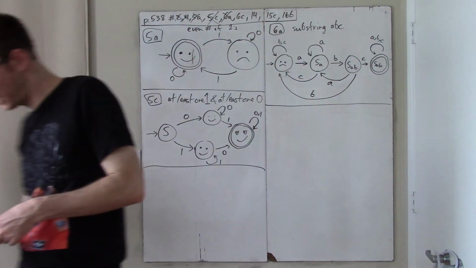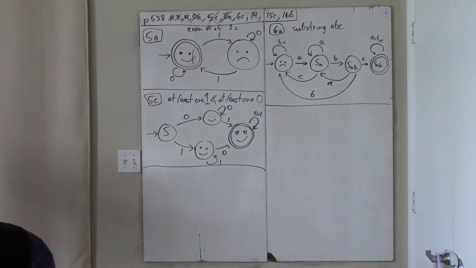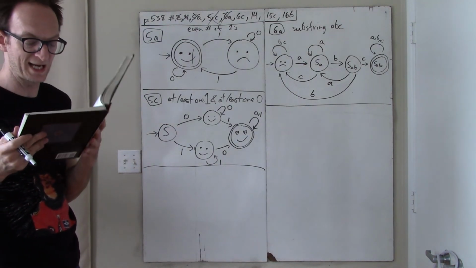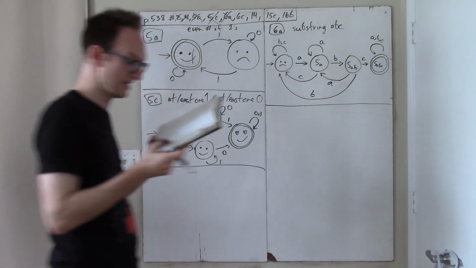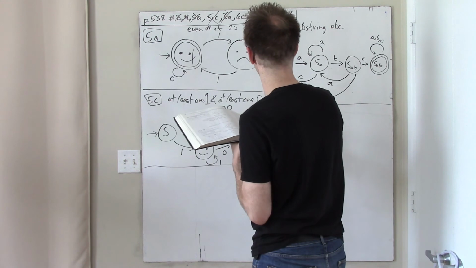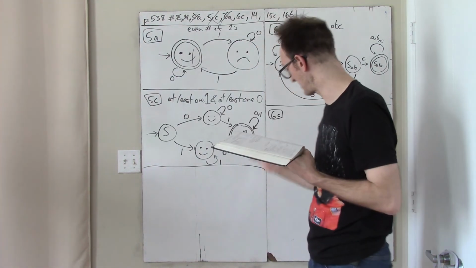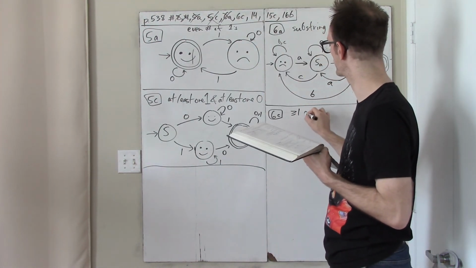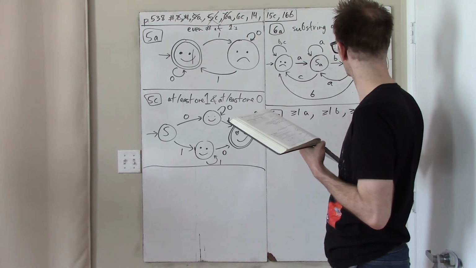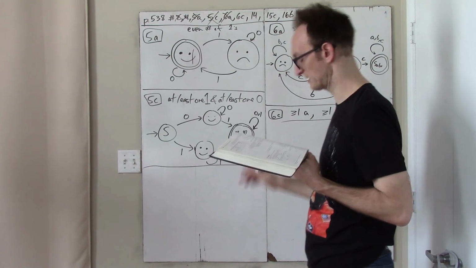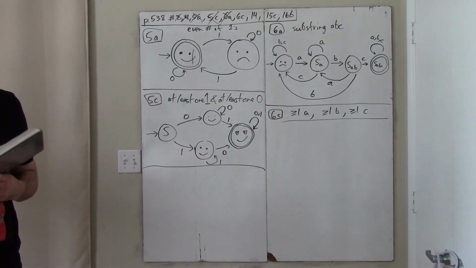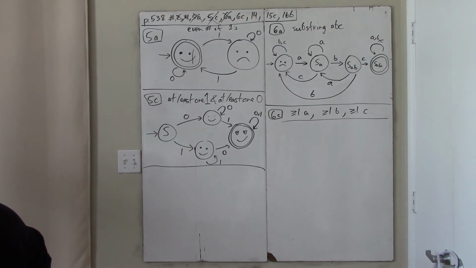Learning opportunity. Woo! 6C. Create a finite automaton that recognizes any string that contains at least one A, at least one B, but no C's. Okay, and I like how we've now converted to A's, B's, and C's, because now I can say something like greater than or equal to 1 A, greater than or equal to 1 B, and greater than or equal to 1 C, and now that's not confusing and weird.